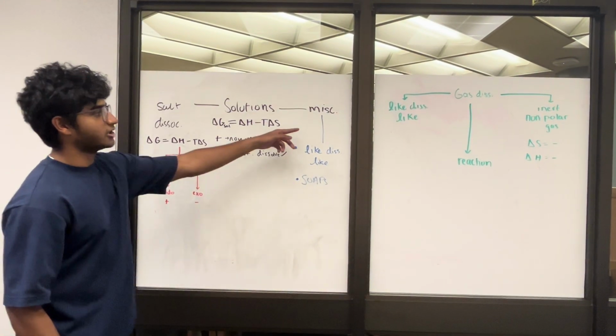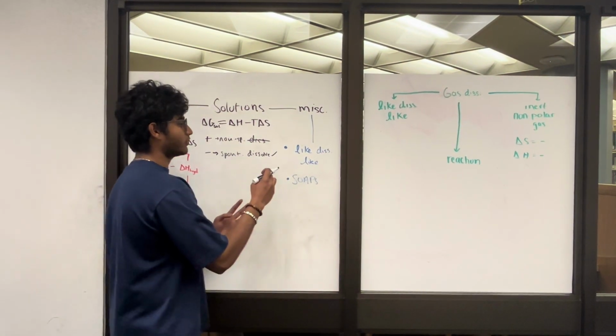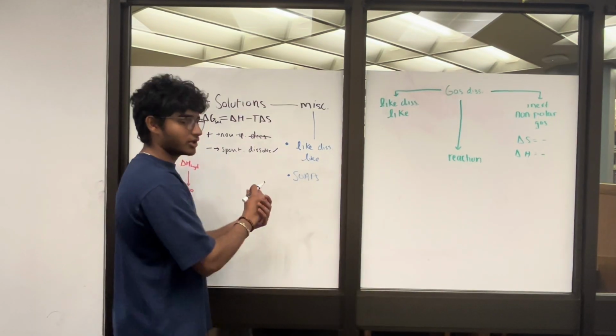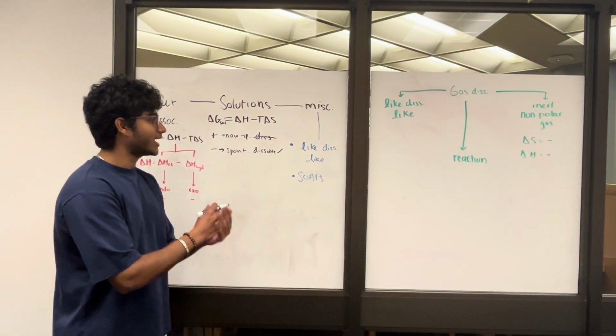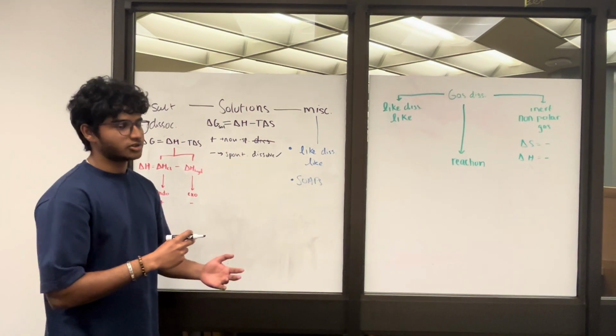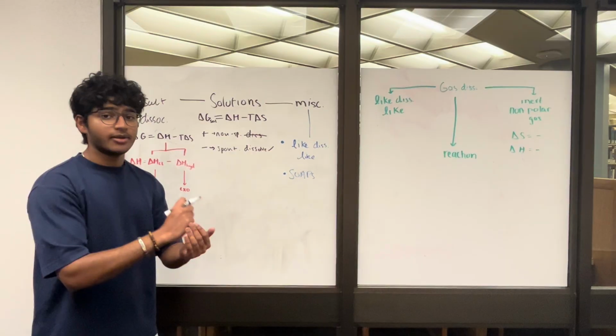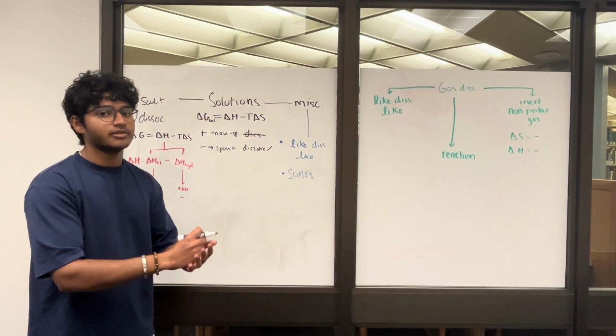Let's start with miscibility. Miscibility is when you mix two liquids together, right? And there's two different scenarios right here. The fundamental thing you need to know for miscibility is that like dissolves like. That essentially means, and this is what you've been learning from elementary school, but at a higher level of chemistry, that whatever IMF, if it has the same IMF, then it does dissolve.